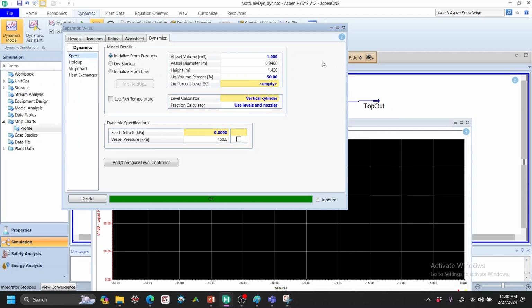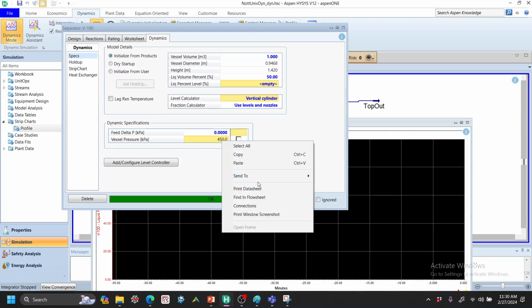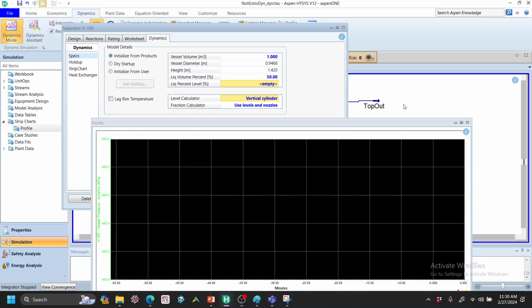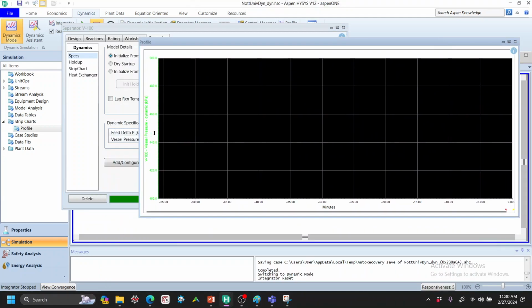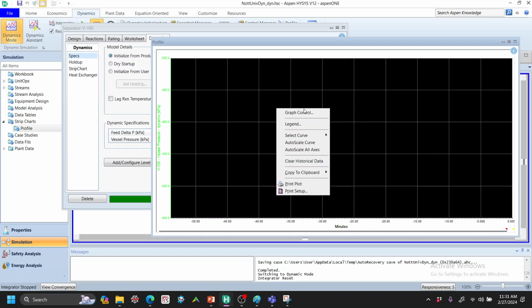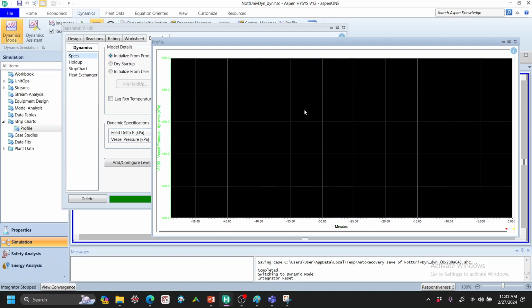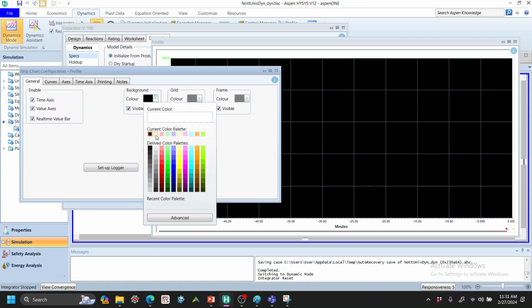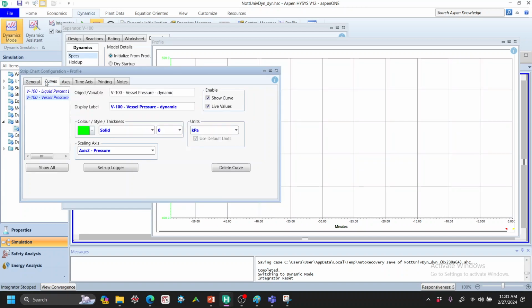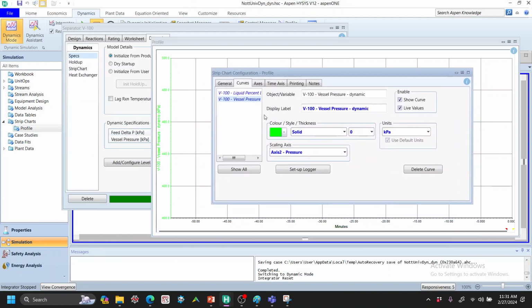And then the same goes with the pressure, vessel pressure, like in this case. I can right click as well, send to, and then strip charts, and then put in the profile. So now I have two: vessel pressure and liquid level. So we can graph control. Background is white. And then for the curves, you can see the vessel pressure is green, liquid percent level is red. So you have now two.